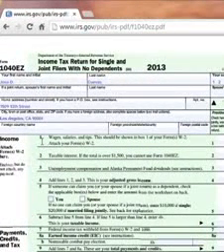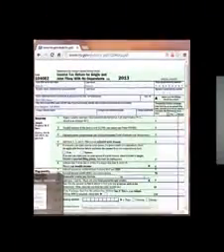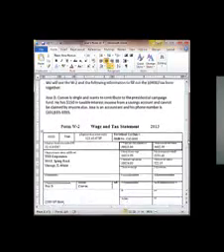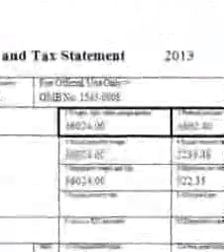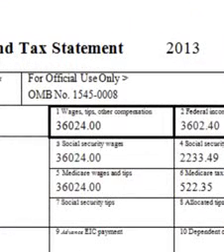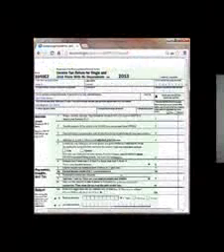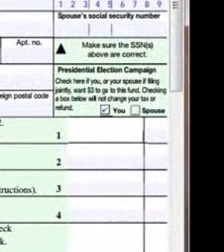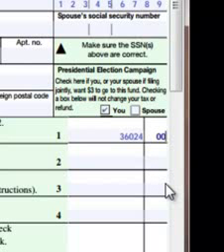And number 1 states wages, salaries, and tips. Okay, this should be shown in box 1 of your W-2. So we need to take a look at our W-2 form. If we take a look at our W-2 form, in box 1, it says wages, tips, and other compensation. So we have $36,024. So we're going to place this in line 1 of our 1040EZ. So we're going to put $36,024, okay, and 0 cents.